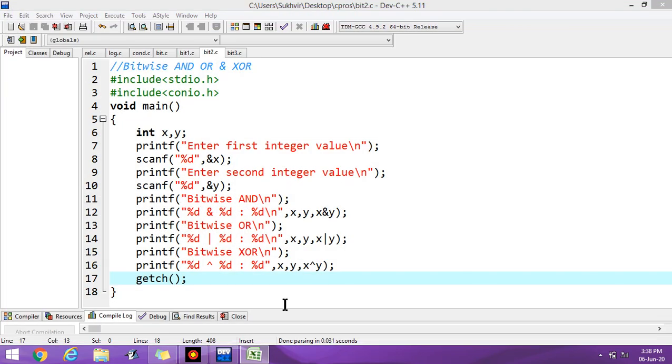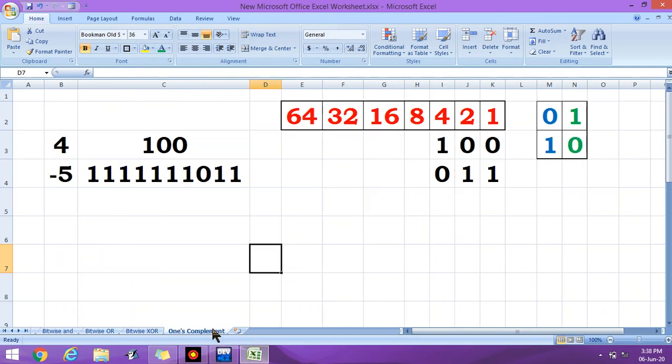Now the last one is ones complement. What is the meaning of ones complement? In this case 0 is converted into 1 and 1 is converted into 0. Sometimes we misinterpret these values. If I enter 4, the answer will be minus 5. Now how will the answer be minus 5? Basically this 100 is converted into 011 and in front of this by default some zeros are there. It means by default this is converted into all ones. That's why this value is the negative of this number.